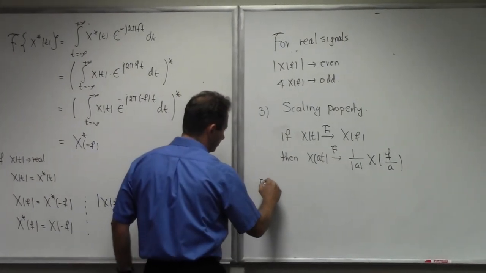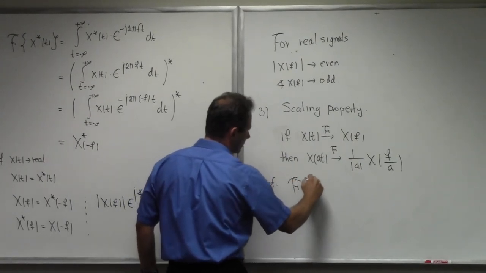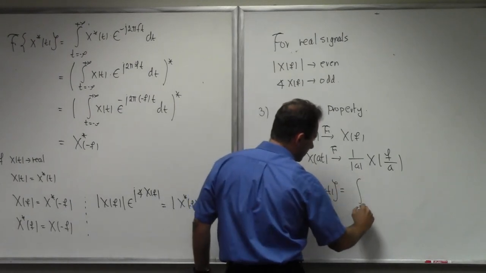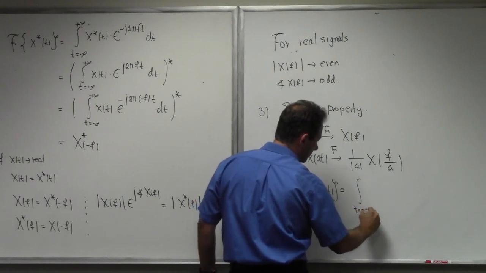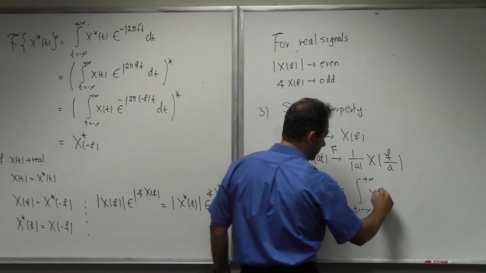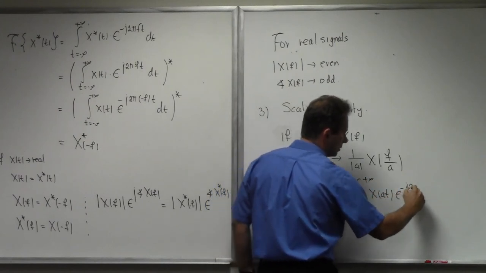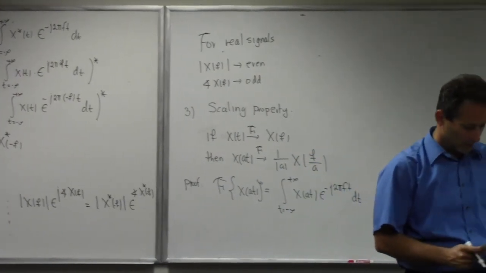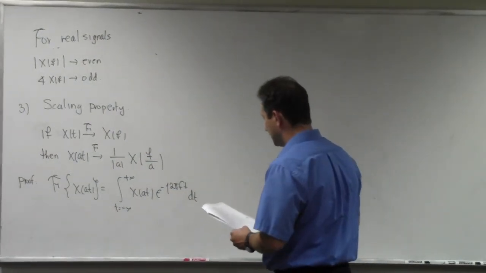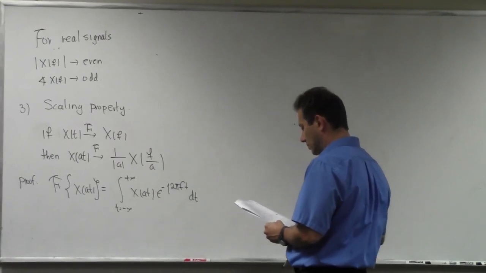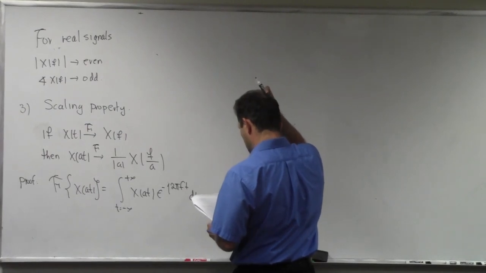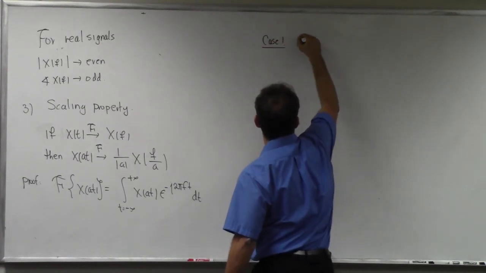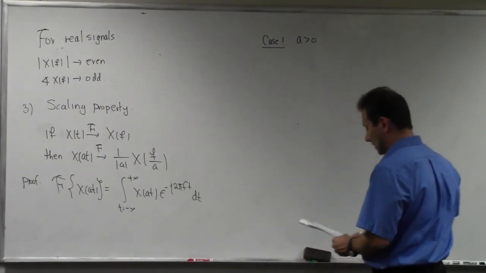So the proof will go somewhat like this: the Fourier transform of x of at. By definition, this is the integral where t goes from minus infinity to plus infinity, x of at times e to the minus j 2 pi f t dt. Just a straightforward substitution into the Fourier integral. And now we have two cases to consider. The first case is when a is greater than zero.